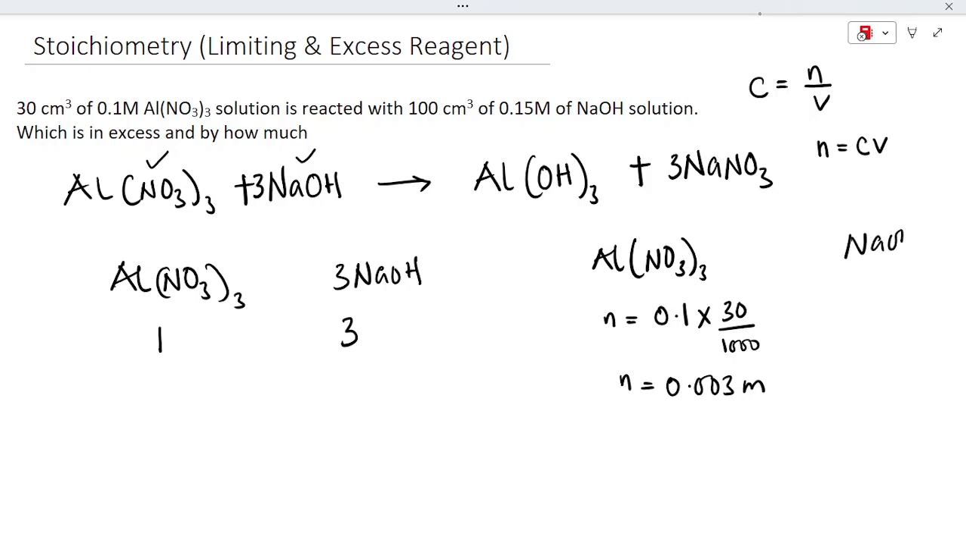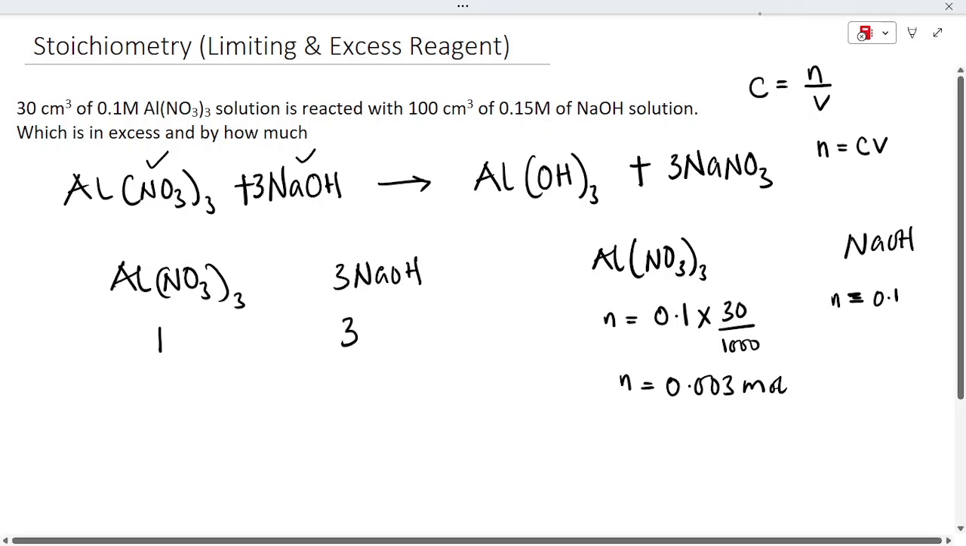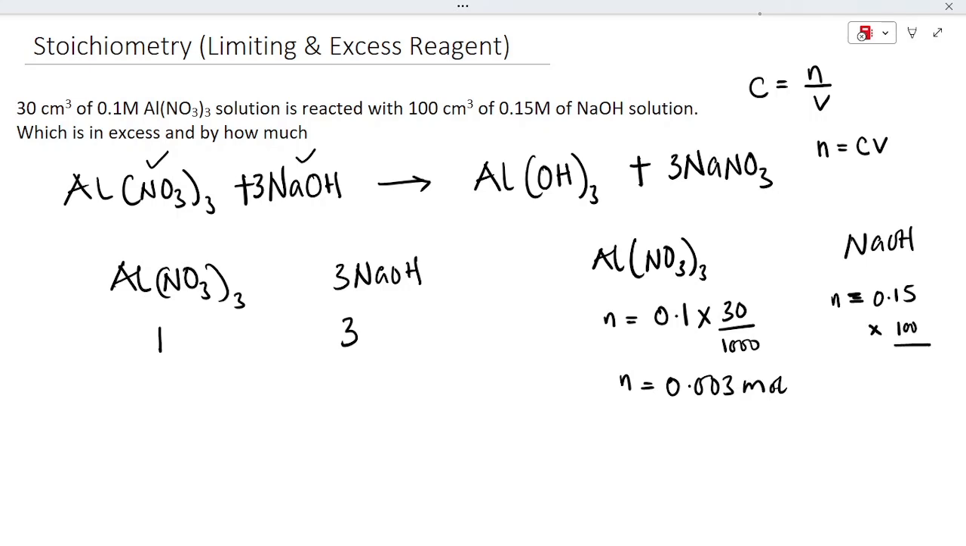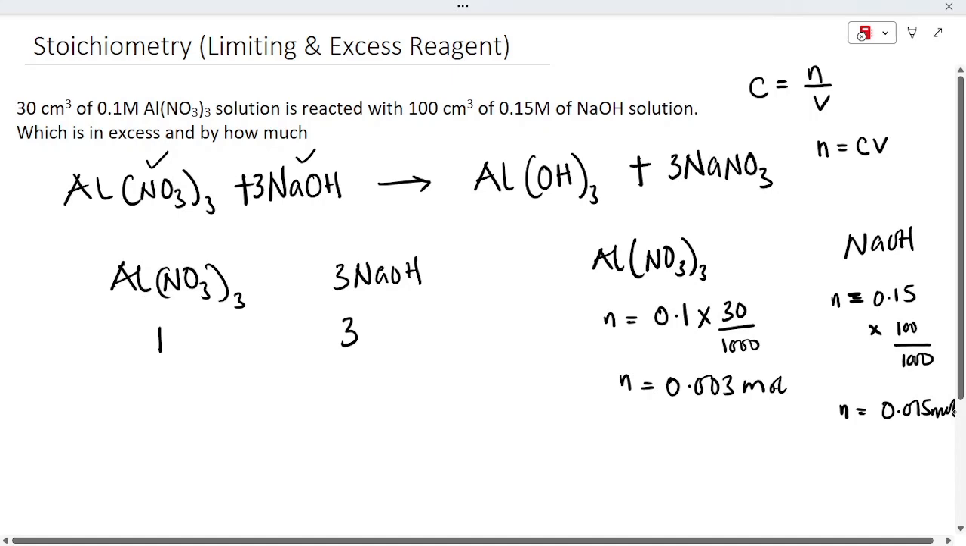Next, we get for sodium hydroxide. Again, same thing applies. Number of moles equals concentration times volume. So the number of moles equals, we are given the concentration as 0.15 times the volume, which is 100. Again, remember it has to be in decimeter cube, so you divide by 1000. So the number of moles, 100 divided by 1000 is 0.1 times 0.15 should give us 0.015 moles. So that's simply how we get that.